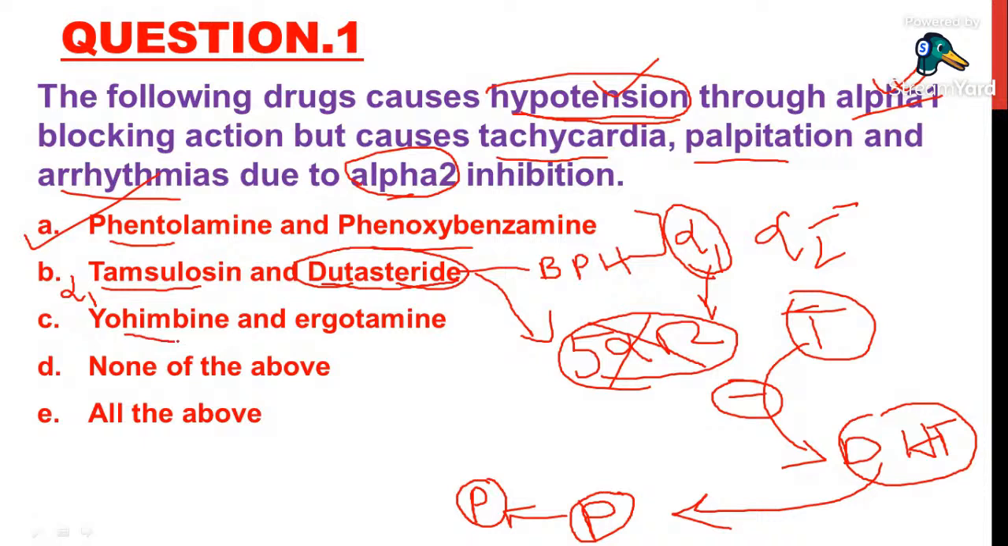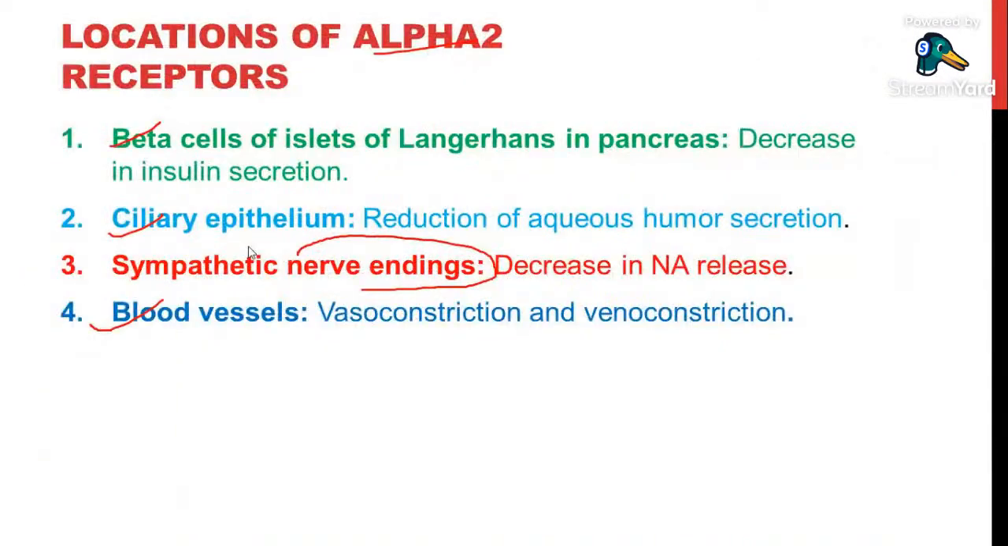And the third option is yohimbine and ergotamine. As I was telling, ergotamine is used in migraine, and it has both alpha agonist activity and alpha antagonist activity. So this question is not related to ergotamine. And yohimbine is particularly an alpha 2 blocker. It has alpha 2 inhibition activity, but it has no alpha 1 activity. So option C is also wrong. And none of the above is wrong, because option A is already correct. I think this first question is clear to you all. We'll go to the next question.